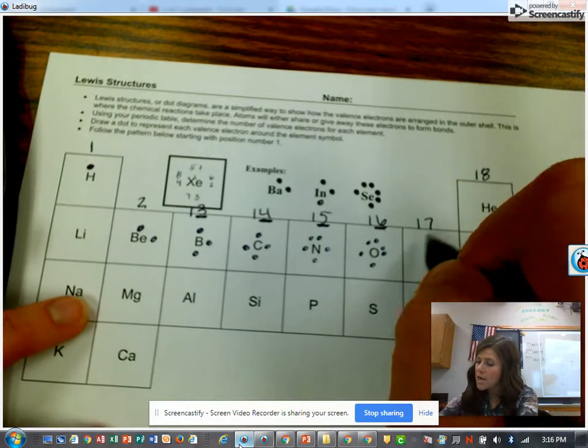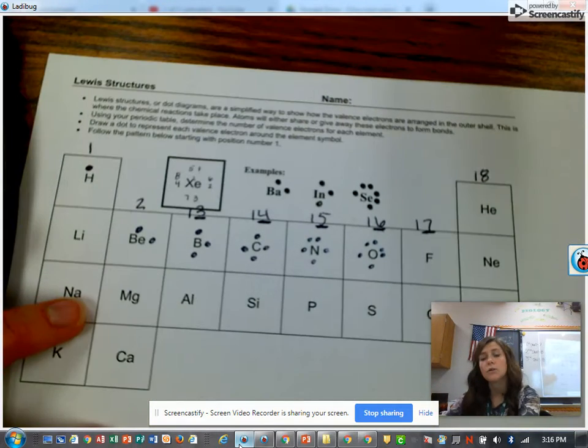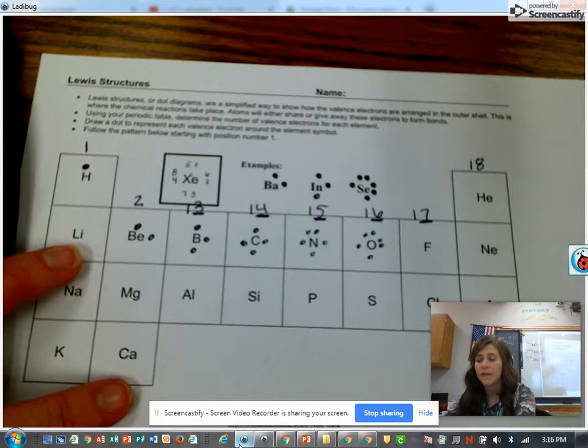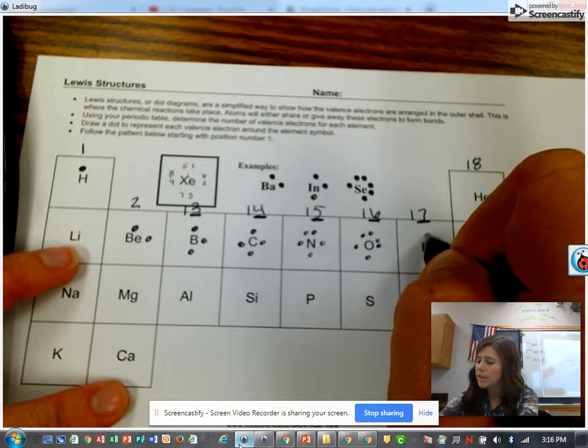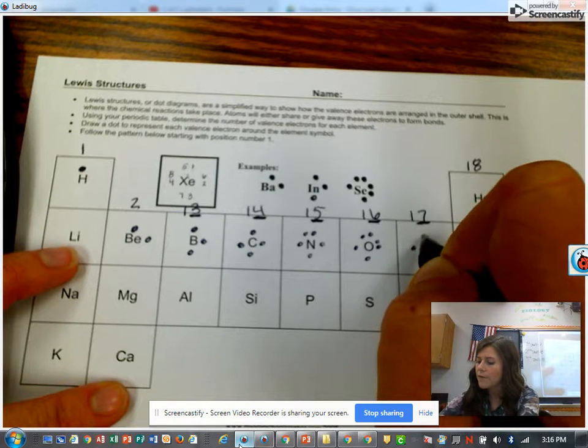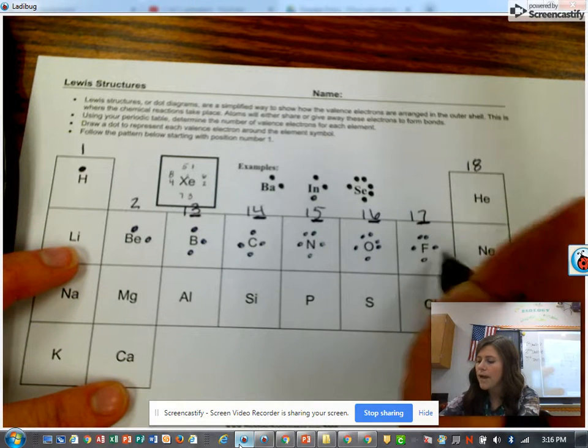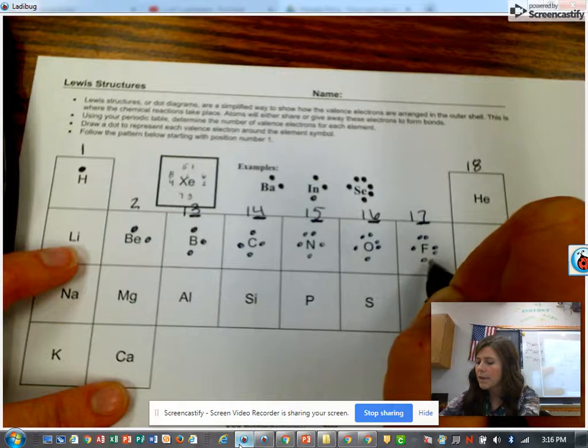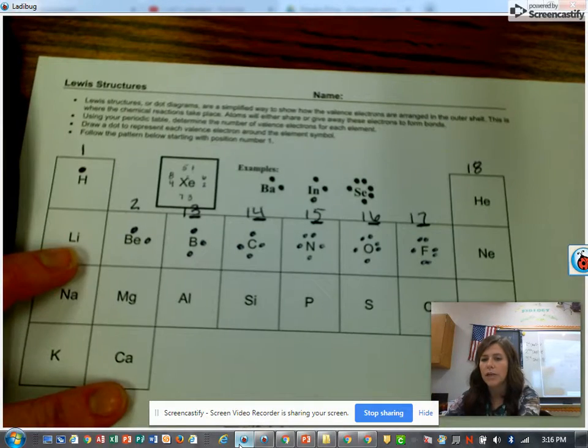Fluorine is F, and so fluorine is in group 17. It'll have 7 valence electrons. So you start at the top, go to the right, go to the bottom, go to the left, that's 4, this is 5, 6, and then we have 7. So fluorine will look like this.